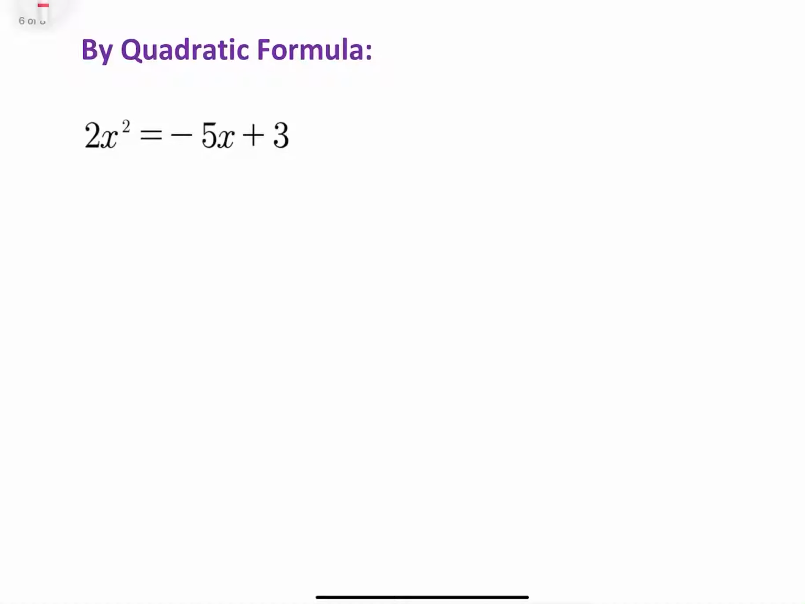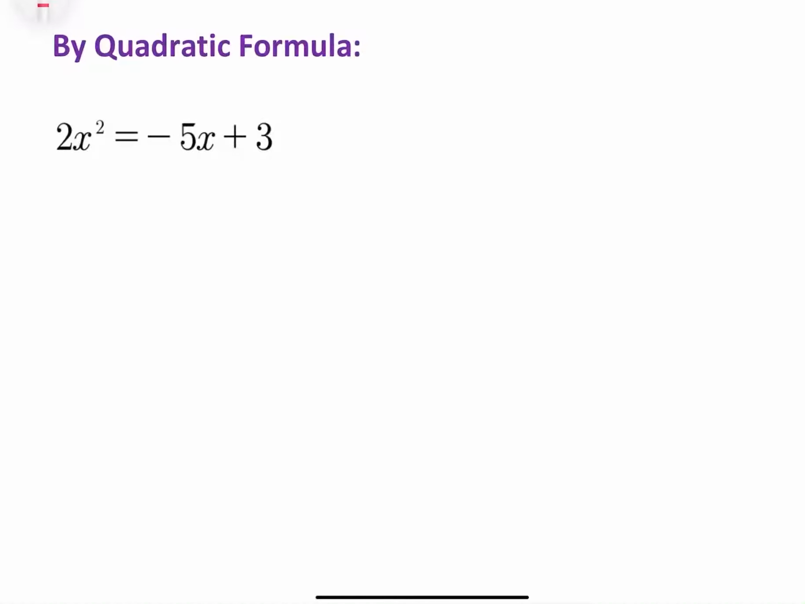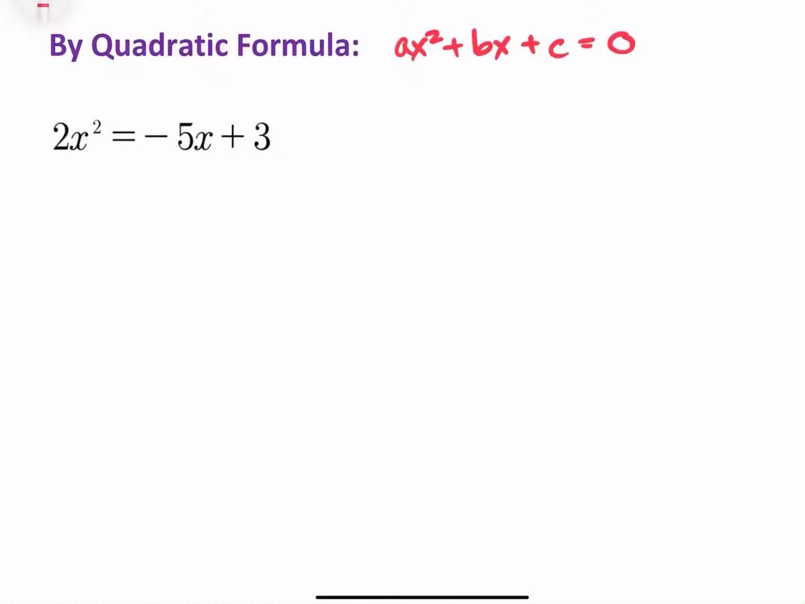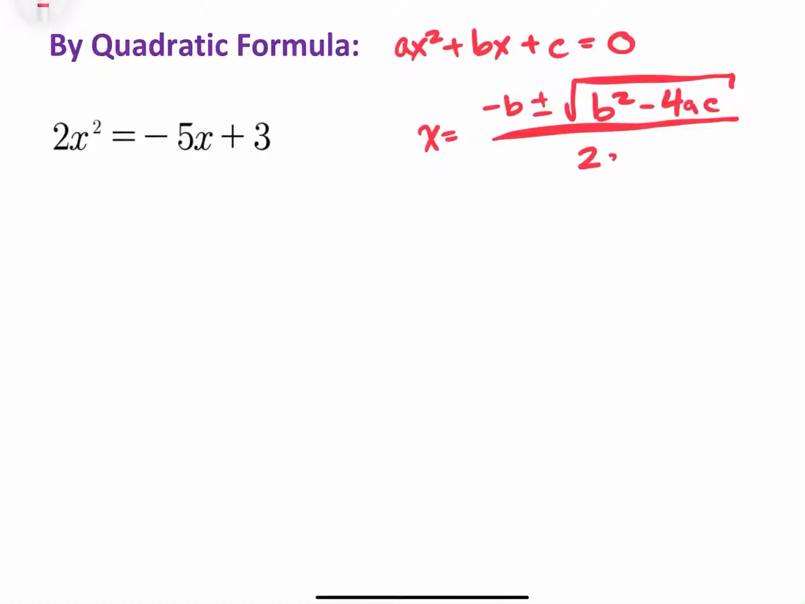Again, we want to make sure that our equation is in standard form. That standard form is ax squared plus bx plus c is equal to 0, so we want to set it equal to 0. The second thing we need to know is the actual formula. The quadratic formula is x is equal to negative b plus or minus the square root of b squared minus 4ac, all over 2a. That's something we need to be able to remember.